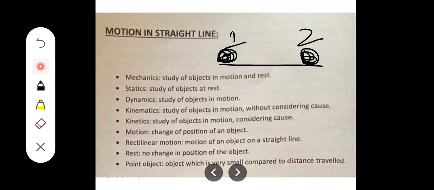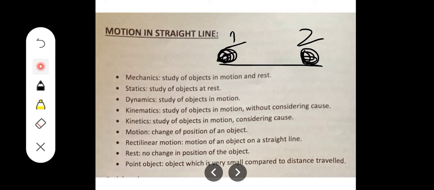Okay. Then rectilinear motion, it's a type of motion. Rectilinear motion, what is that? Motion of an object on a straight line. If this body moves along a straight line like this, then that is called as rectilinear motion. Motion along straight line is known as rectilinear motion.